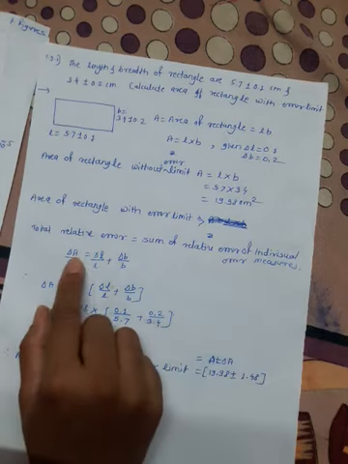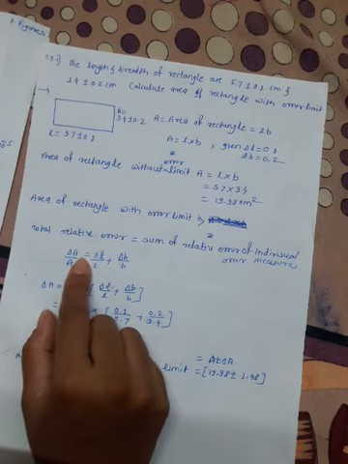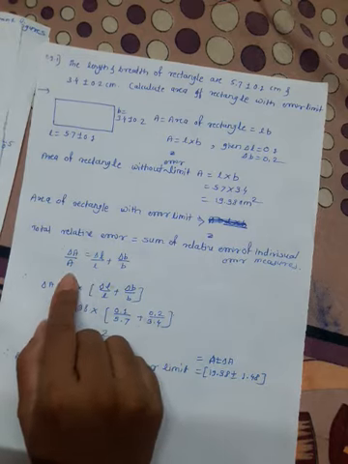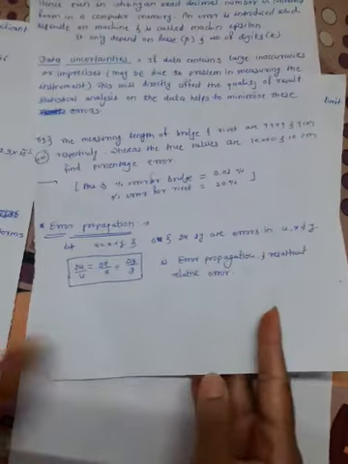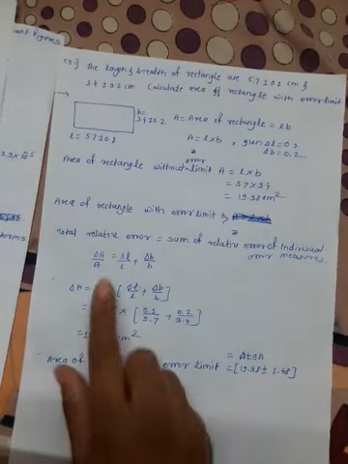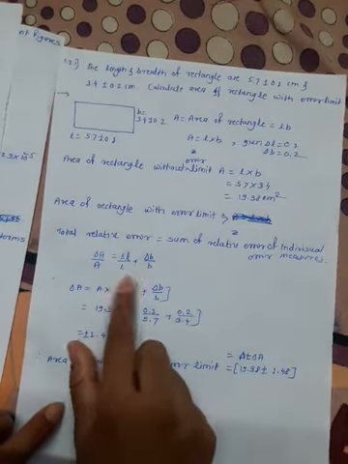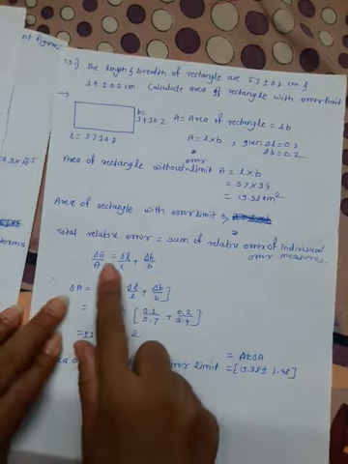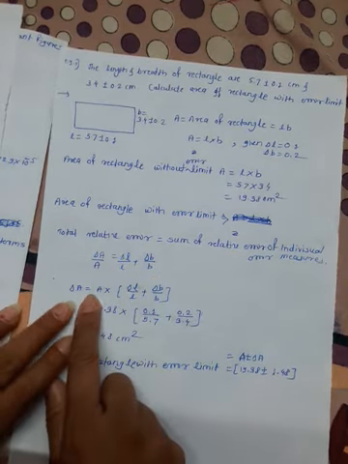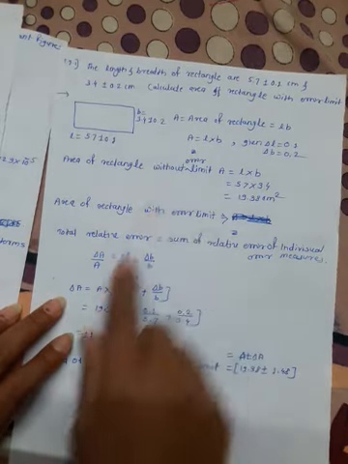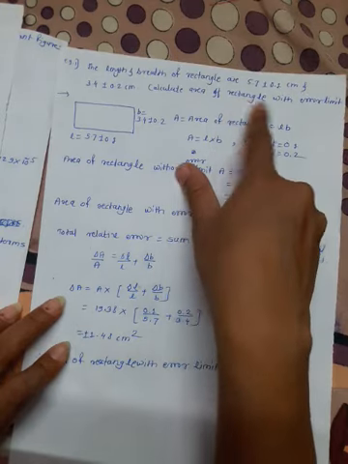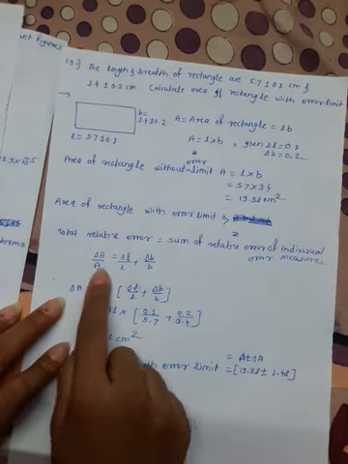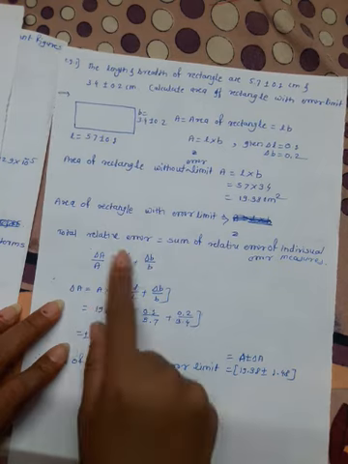That means del A, the relative error of the area of the rectangle, is del A upon A, using this formula: del A upon A is equal to del L upon L plus del B upon B. Now take A to the other side, and we get del A, which is our actual answer. Del A means the area of the rectangle with error limit. A comes to the RHS, A into this term.